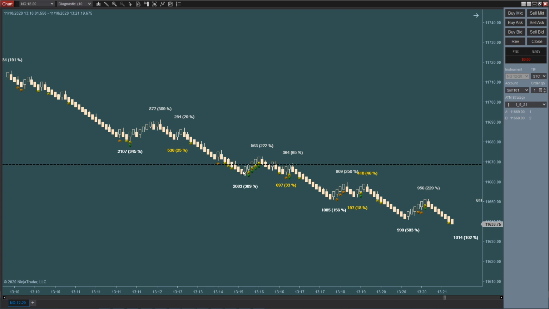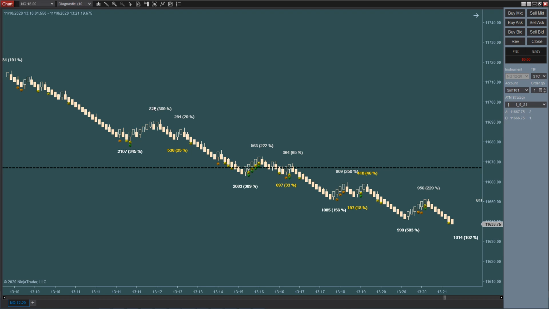Just like here. As it's coming down, it registers that number here. So this number here, 2083, is measuring this push down. This number on top is measuring this push up. So real quick, notice this push up that registers at 563. It's saying that's 222% greater than the last push. Now notice this last push was 2083. It's not comparing this down push to this up push. It's comparing the last measured push up to this current push up. Everybody understand that?